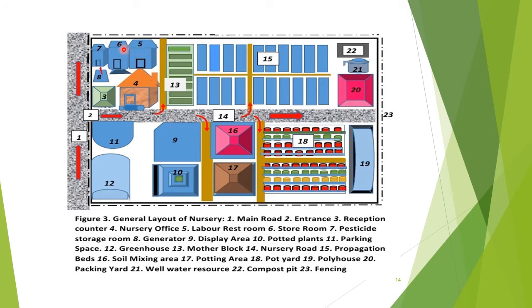the sixth is the store room, and the seventh is the pesticide storage room, because you are keeping pesticides away from the main storeroom because of the adverse effects it can have. And the eighth is the generator. Now you have a display area on this side, that is this area, which is the display area. And 10 is the potted plants, because a nursery can have potted plants, they are displayed here.